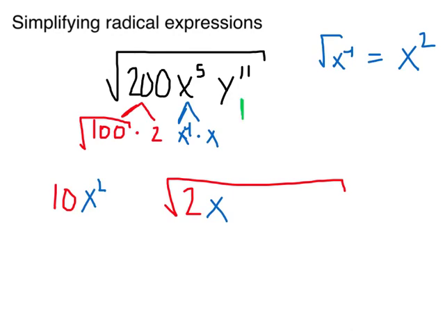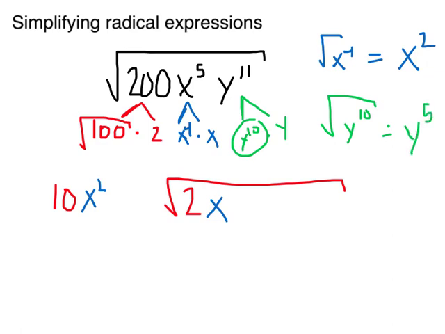If we look at y to the 11th, that's y to the 10th times y. One of those has a perfect square root. It will be y to the 10th, which is y to the 5th. So y to the 5th comes out because it's a perfect square and the other y stays inside.